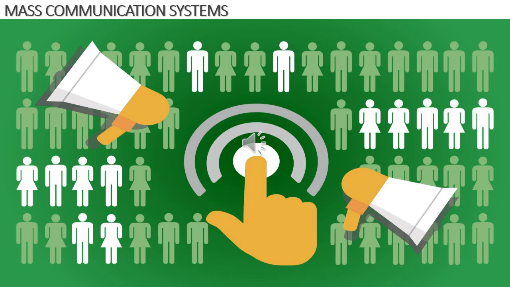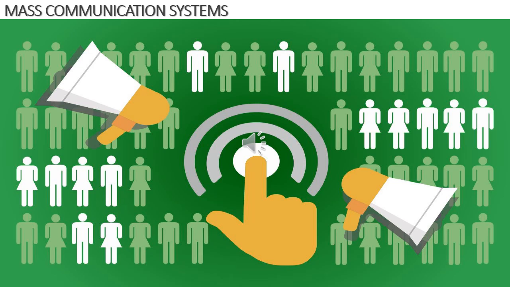Then the mass communication system. First we discussed personal communication, the exchange of information between individuals. Mass communication enables millions of people to get information at the same time. It is a great way to provide education as well as entertainment.